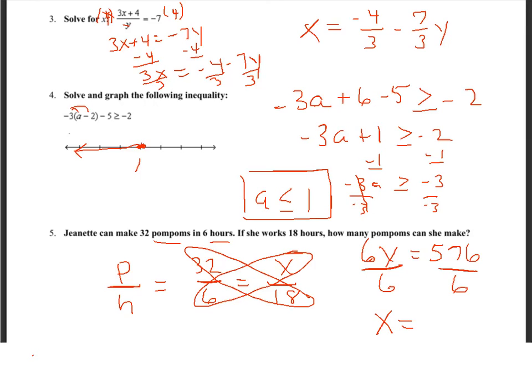That's 9 times 6 is 54. So that's 9 times 6, 54, and then 4 more, so x equals 96. So 96 is our answer. End of number 5. That's end of the second page.